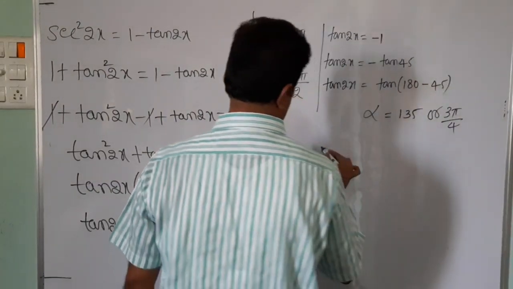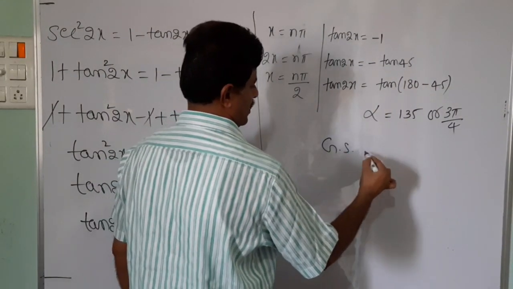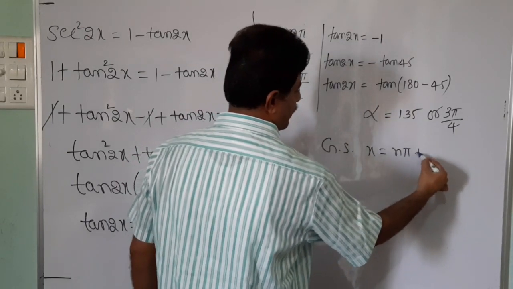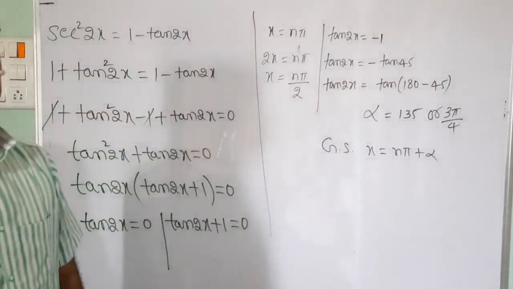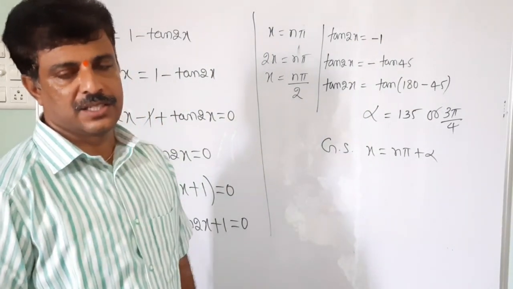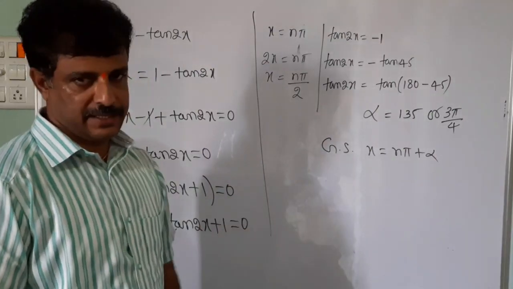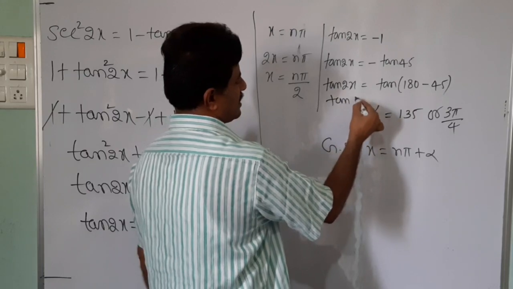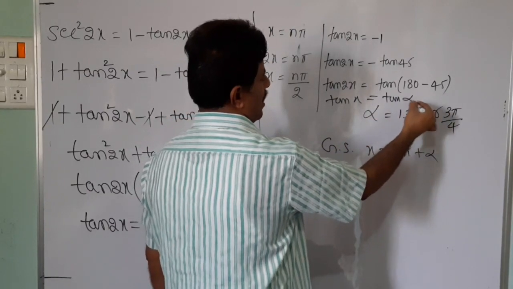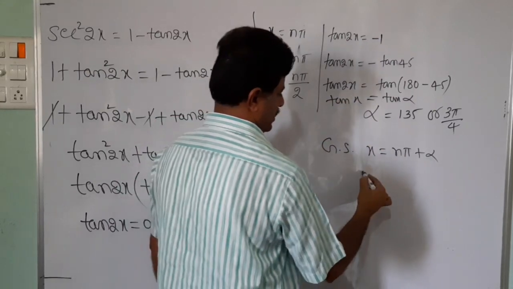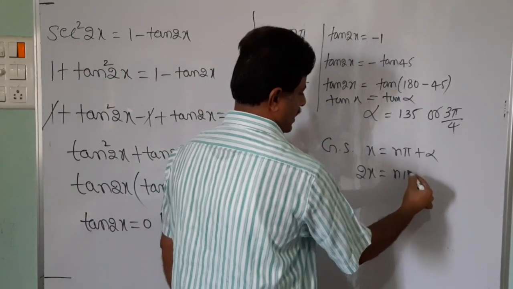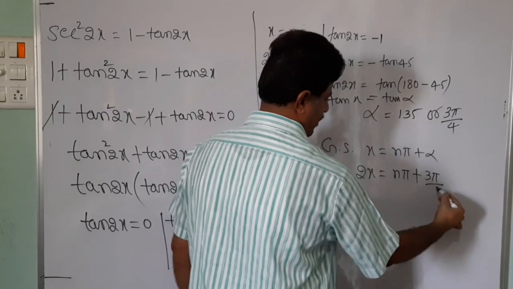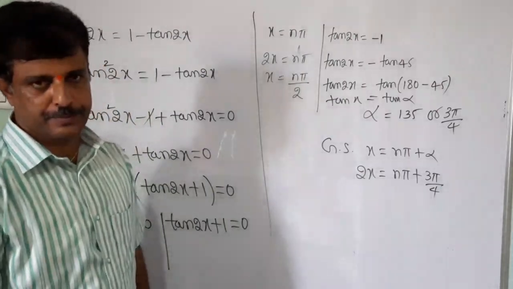Okay. So next I am writing the general solution. The general solution of tan x is equal to tan alpha is x is equal to n pi plus alpha. That is the general solution of tan x. So in the place of x, this is in the form of tan x is equal to tan alpha. Here 2x is equal to n pi plus alpha, and in radians, 3 pi by 4.